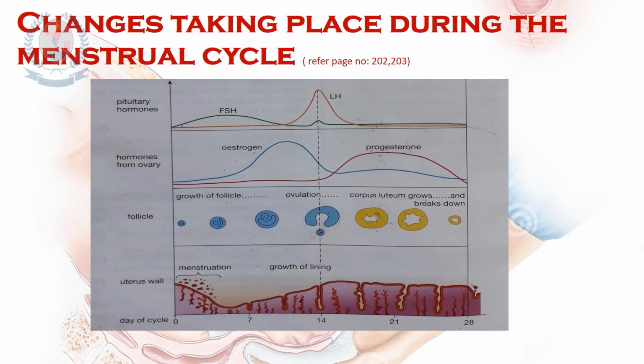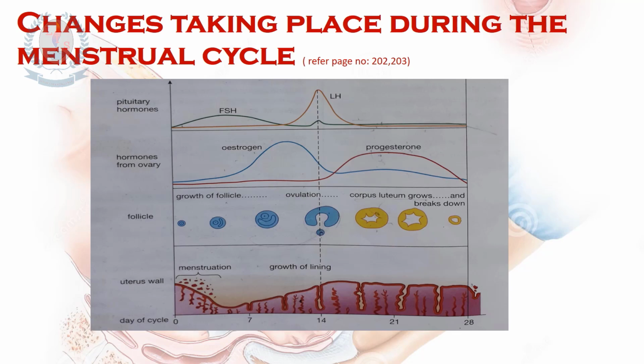Changes taking place during the menstrual cycle. You can refer to this part from page number 202 to 203. In this diagram you have to pay attention to several actions which are carried out in the lining of the uterus and ovaries, as well as what happens to the concentrations of hormones secreted from the ovaries, and what happens to the concentrations of the pituitary hormones.